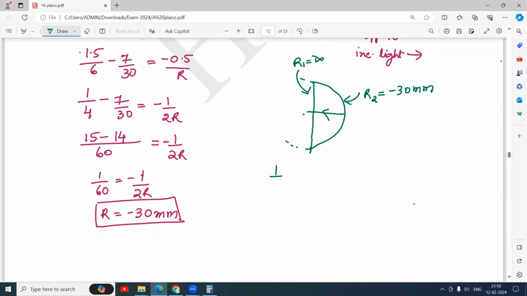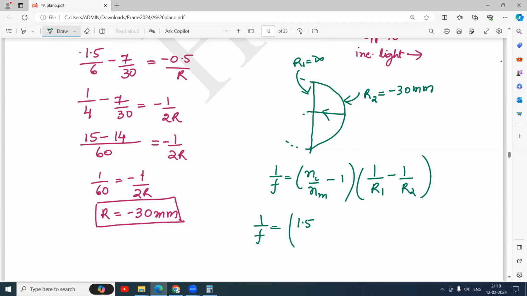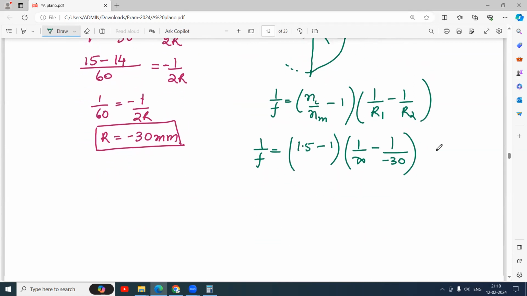Focal length is 1 by f, lens maker's formula. Refractive index of the lens by refractive index of the surrounding medium, minus 1, n2 by n1 minus 1. That's what we write usually. Into 1 by R1 minus 1 by R2. 1 by focal length of the lens is equal to refractive index of the lens 1.5, by surrounding medium, which we take as 1, minus 1, into 1 by R1, 1 by infinity, minus, in the formula, 1 by R2, minus 30. 30 millimeter, of course, focal length will be in millimeters.